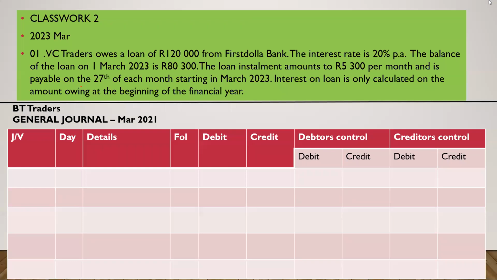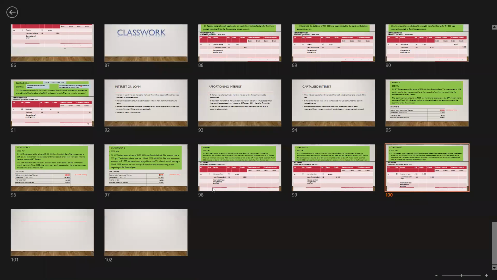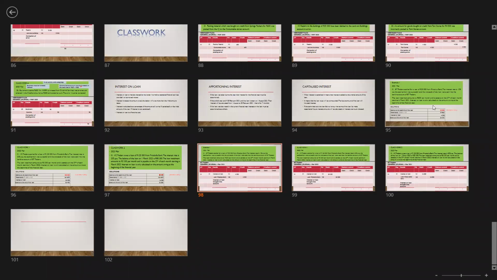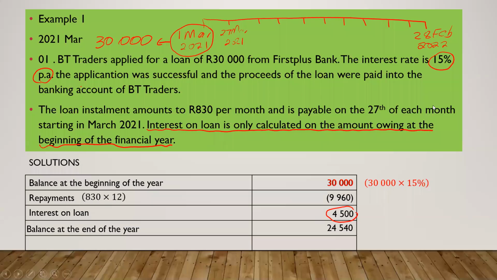Sir, could you show the first example again? First example. Yes, sir. Which one? The one that relates to recording interest. Yes, sir. Here it is. The one before this one. Okay. You mean the one where we calculated interest. Yes, that one. It will be this one here. Thank you, sir. Any questions, guys?